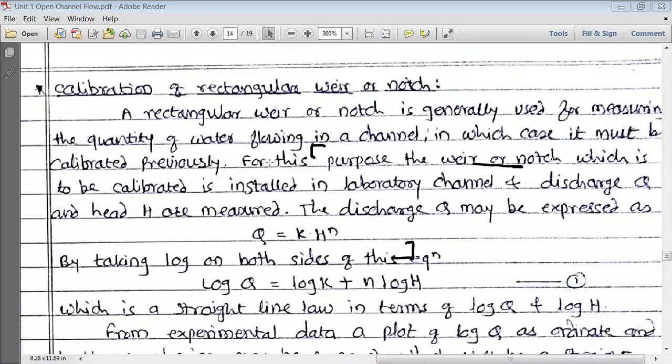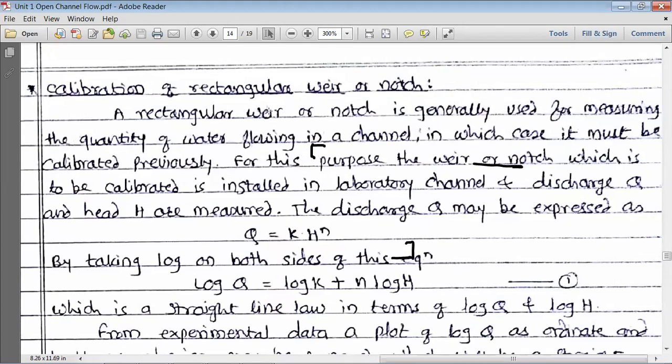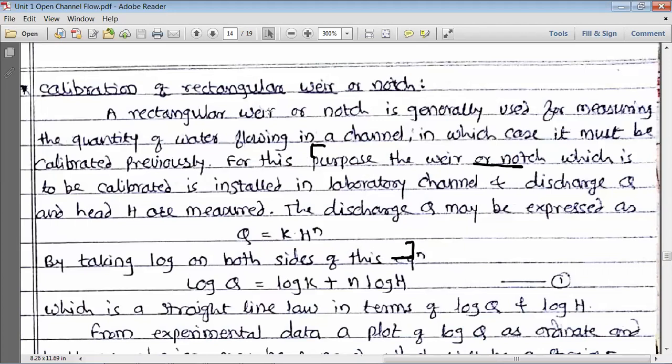Calibration of rectangular weir or notch. Now, we all know what calibration means: to find the constants of that particular device. That is nothing but calibration, right?